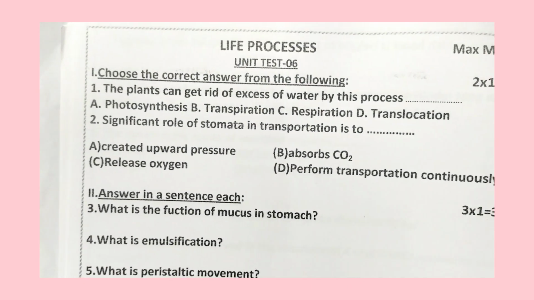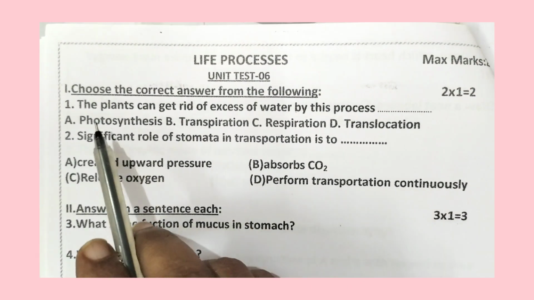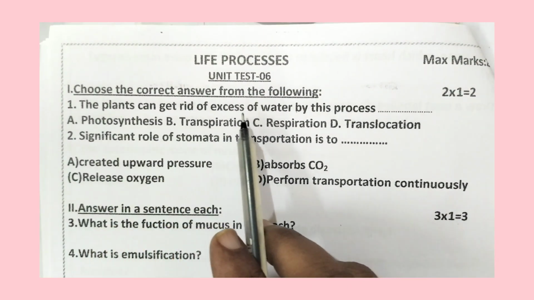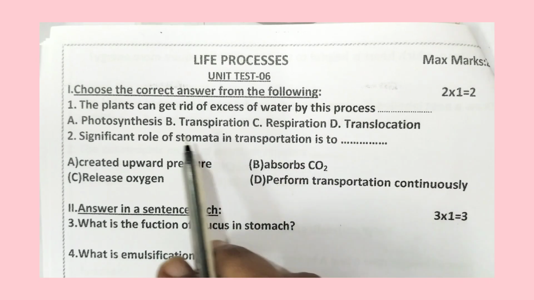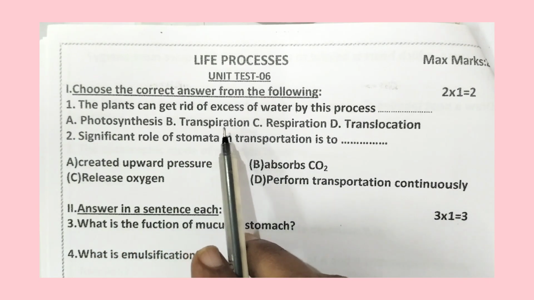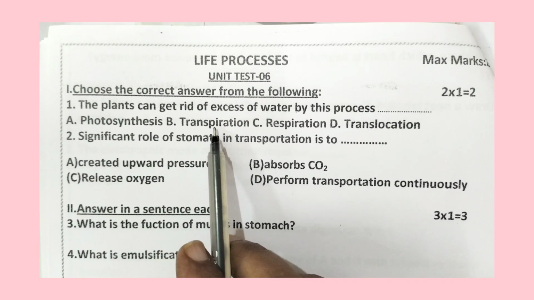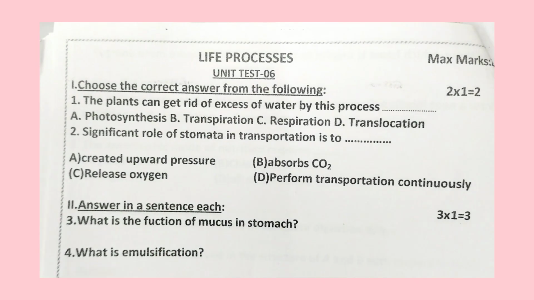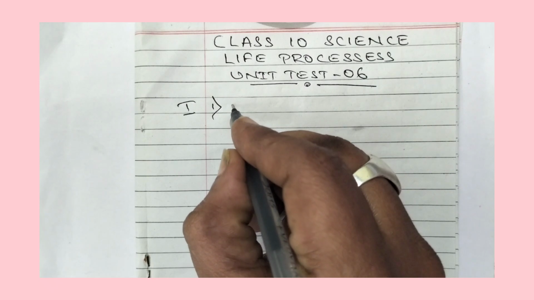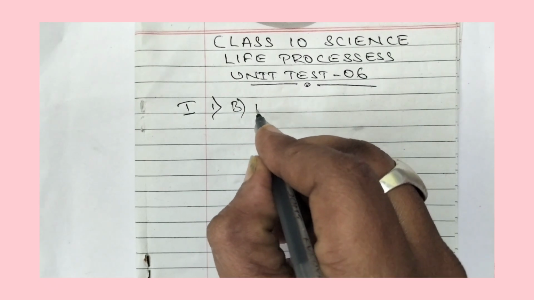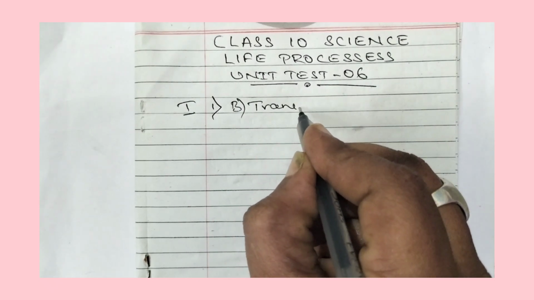The first question of unit test paper number 6 is: the plants can get rid of excess water by this process: photosynthesis, transpiration, respiration, translocation. The right option is option B, that is transpiration. So for the first question, option B, transpiration.